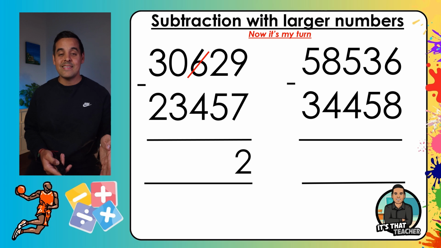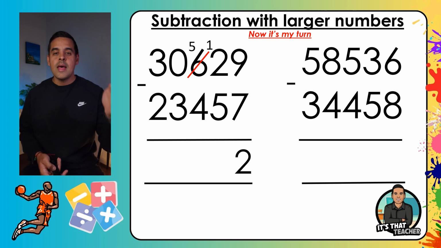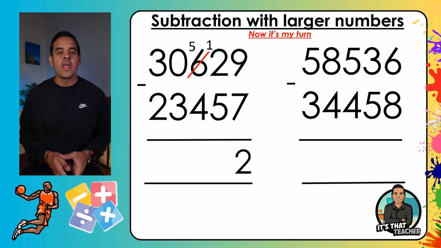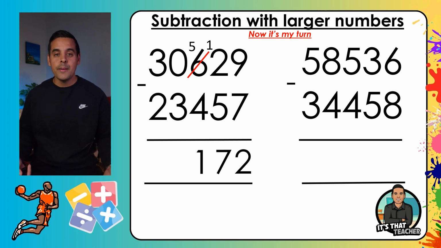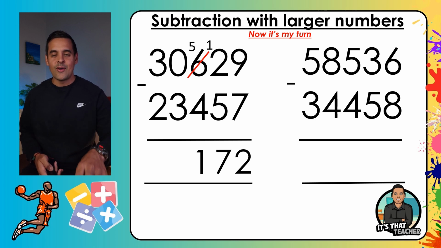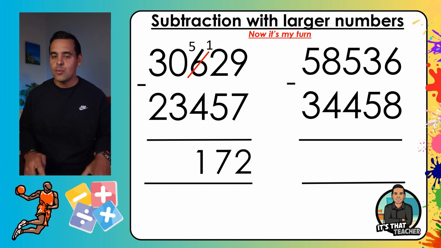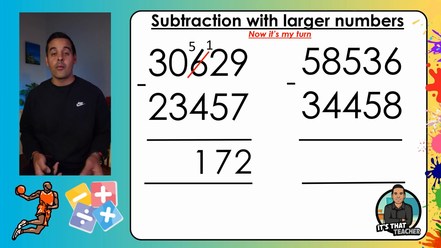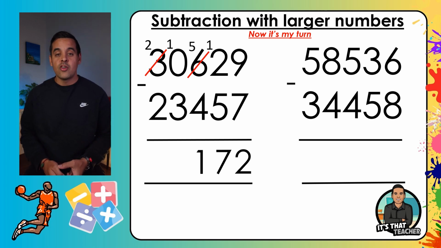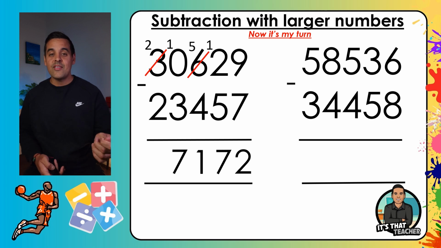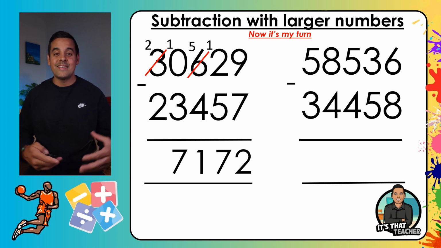Borrowing 1 from that 6 in the hundreds column, turning it into a 5, making that a 12. So the 1 we've added to the 2 becomes 12. 12 take away 5 is 7. Moving to the next column, 5 take away 4 is 1. Then we get to the 0. Remember, 0 take away 3 doesn't equal 3. We need to borrow. So we're borrowing 1 from the tens of thousands column, turning that 3 into a 2, giving that 1 to the thousands column. So we have 10 take away 3, which is 7, and 2 take away 2, which you know is 0.